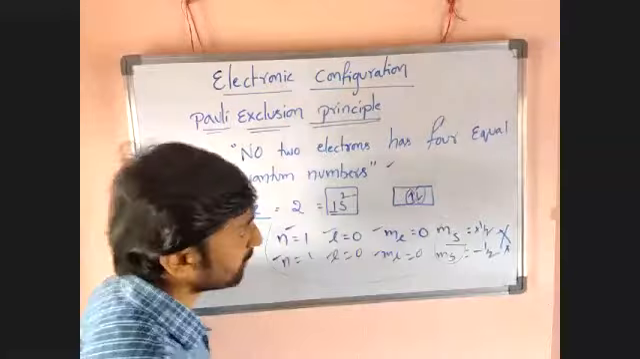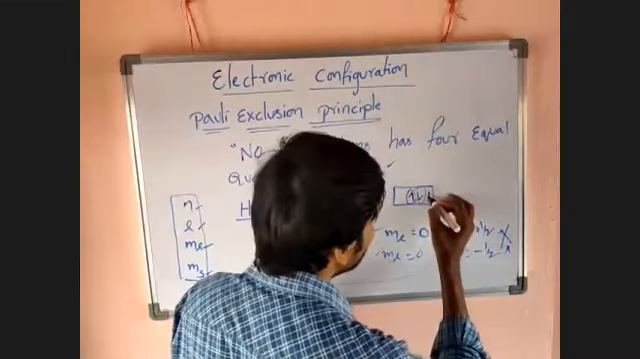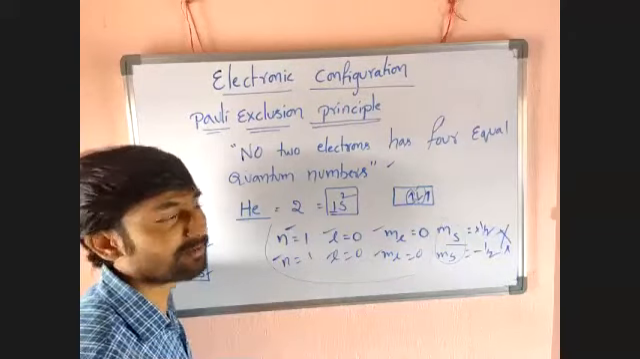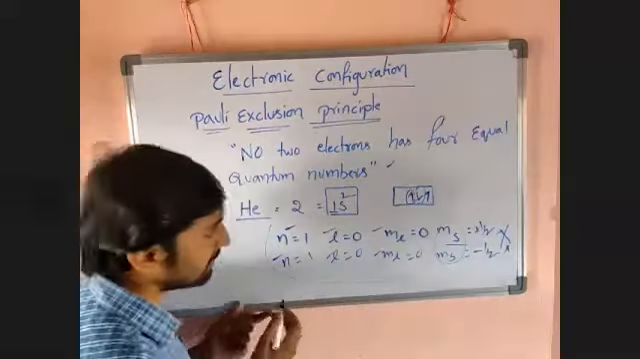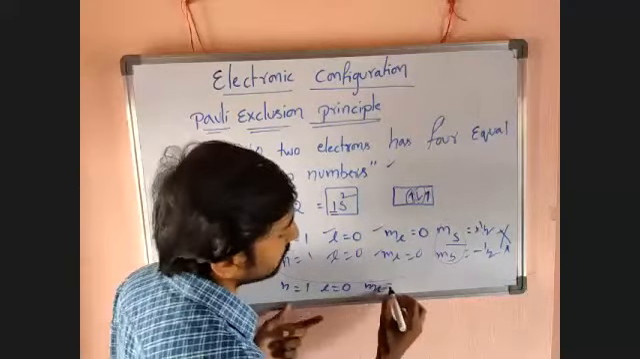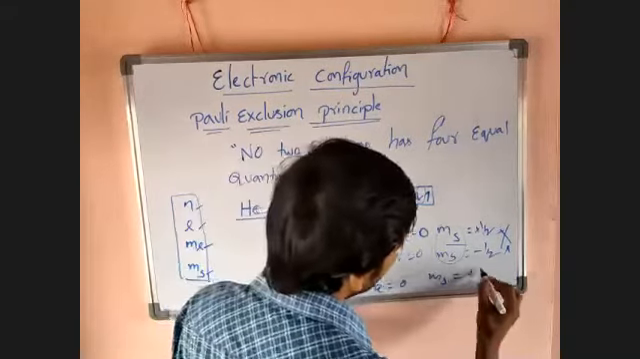For example, if you take a third electron in the s orbital, what happens? This third electron indicates n equal to 1, l equal to 0, ml equal to 0, ms equal to plus half.